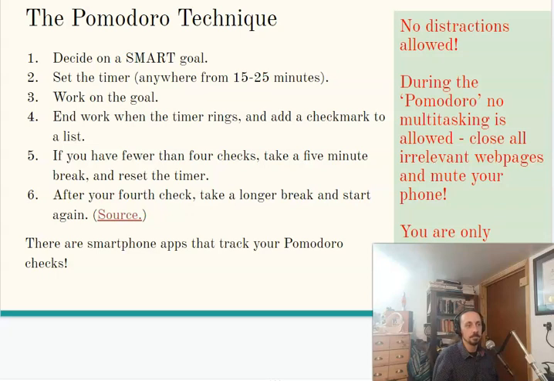Do whatever you like in that 5 minutes. Go look outside, look through your window, take a walk, check your notifications. At the 5-minute break is over, do another Pomodoro. Right? After the 4th check, you can take that longer break. Take your half hour, take your 45 minutes, go have lunch, and then start again. And there are smartphone apps that track your Pomodoro checks for you. They'll set the timer, they'll do everything for you.